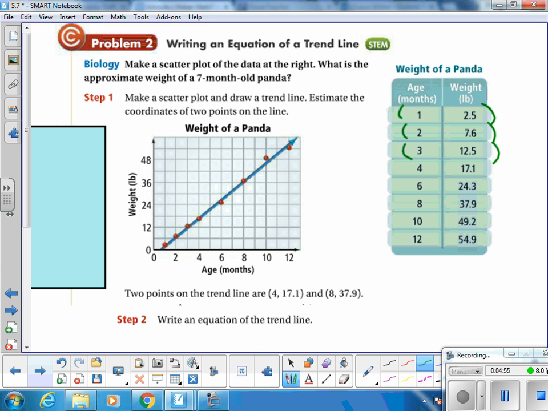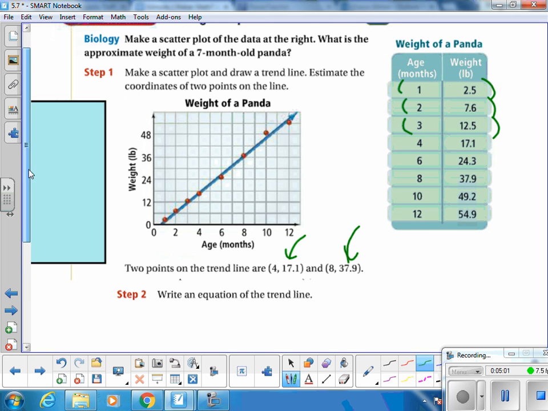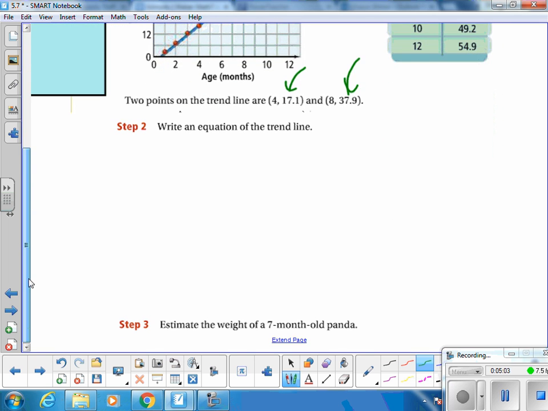sense. 2 points in the trend line are these two right here, and I'm going to write an equation of the trend line. And I'm going to use those 2 points. So I'm going to press pause and work out the math on this one. And you can take a look.